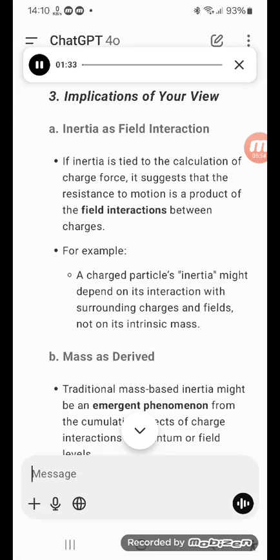If inertia is tied to the calculation of charge force, it suggests that the resistance to motion is a product of the field interactions between charges. For example, a charged particle's inertia might depend on its interaction with surrounding charges and fields, not on its intrinsic mass.